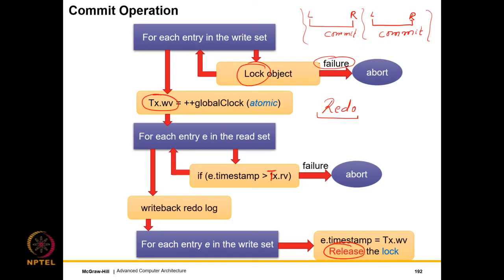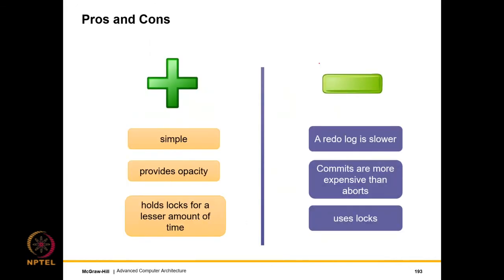All right, so that is why a write-write conflict with a redo log is not a big deal. The read-write conflict is a bigger deal, but that we are solving using timestamps. Pros and cons, well, a simple idea, it does provide opacity. Well, why opacity? Because the moment we use a redo log, we only see the state created by committed transactions. We also hold locks for a lesser amount of time.